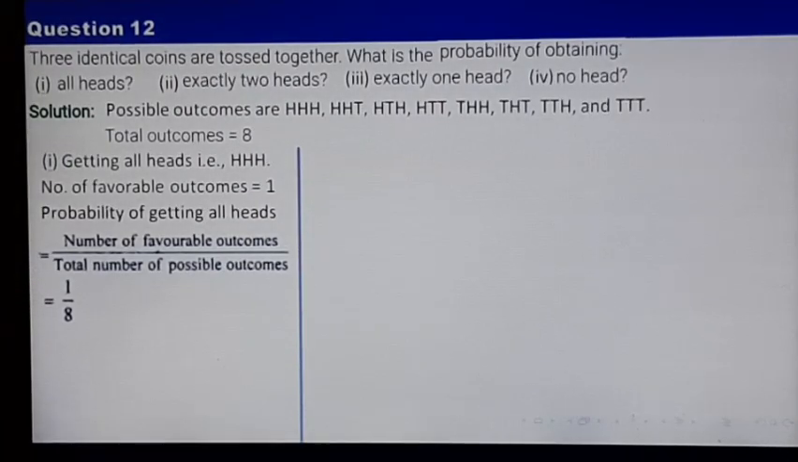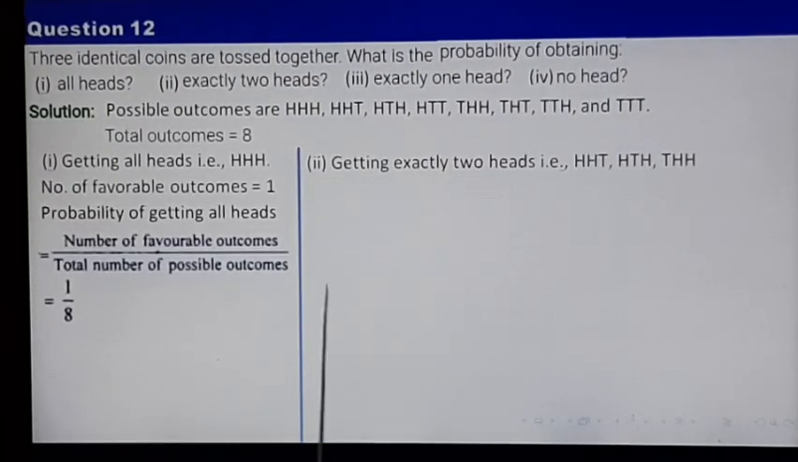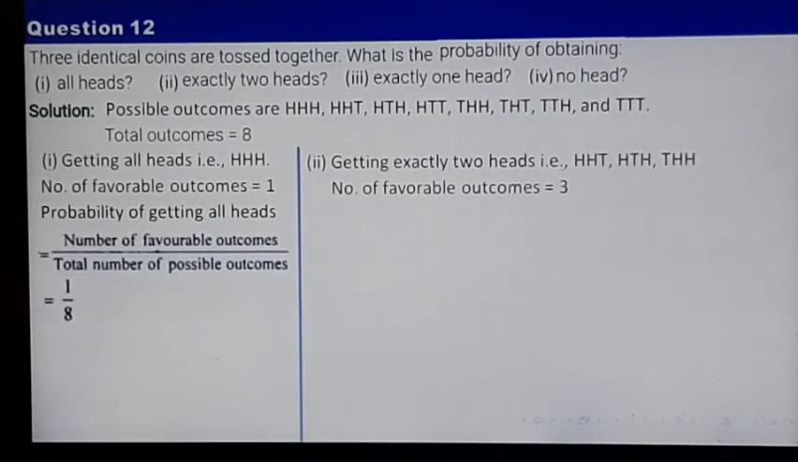Now let's go to the second case, that is getting exactly two heads. Only in these three cases we get exactly two heads. Here we get three heads, so it is not exactly two heads. We get exactly two heads only in these three cases if you see out here. So my number of favorable cases will be 3 here. This is 1, this is 2, and this is 3.